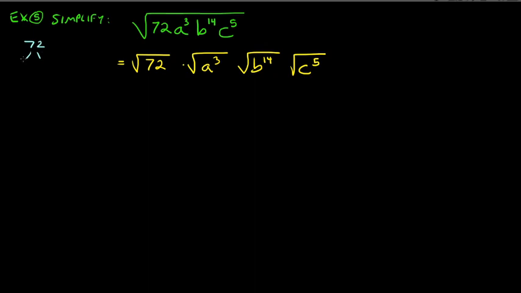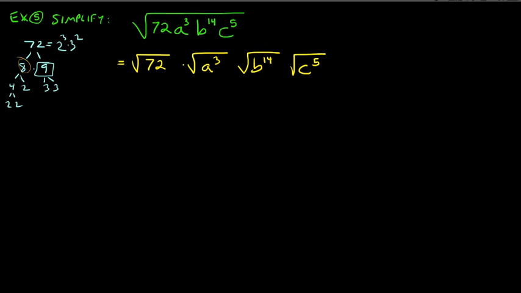72 is 8 times 9, right? And 8 is 4 times 2, and 4 is 2 times 2. 9 is 3 times 3, right? So this is going to be 2 to the 3 times 3 squared. But remember, we're looking for perfect squares, and 9 is already a perfect square, but 8 is not.